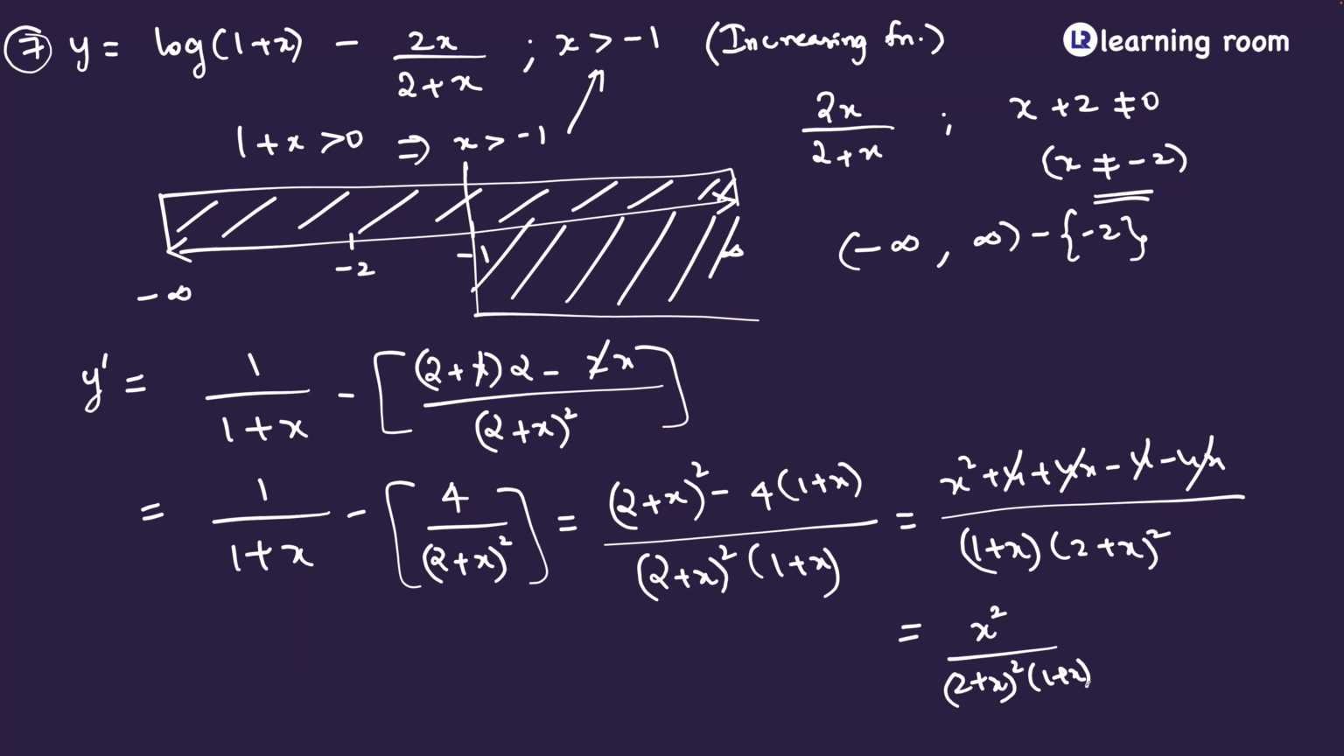Why? I'm not concerned with the domain of the function here. x squared is positive by default. The denominator, 2 plus x the whole square, is also positive by default. But if I don't know the domain, I'll not be able to decide what 1 plus x is. In this problem, 1 plus x is also positive because x is strictly greater than minus 1. So you are getting positive divided by positive, which is positive. That is why this is y dash, and y dash is positive by default in this domain.